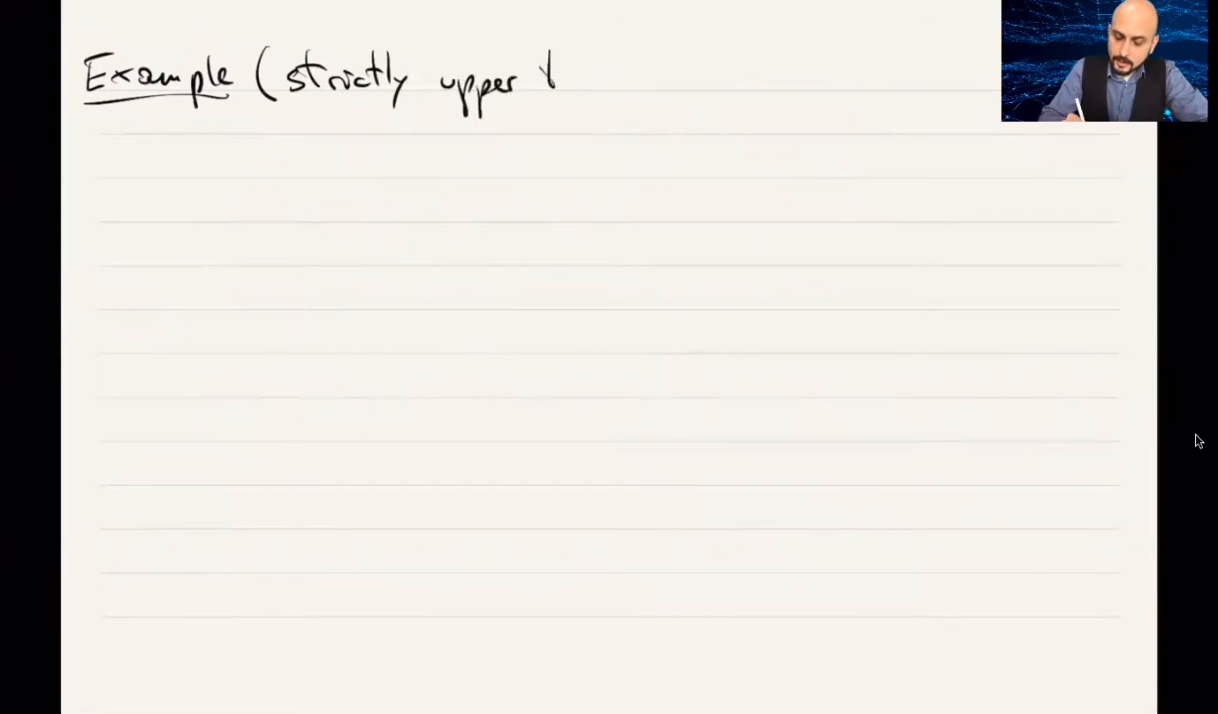Next example. All the examples that we saw up to now had step 2. Now let's see something of higher step. So we take the strictly upper triangular matrices.